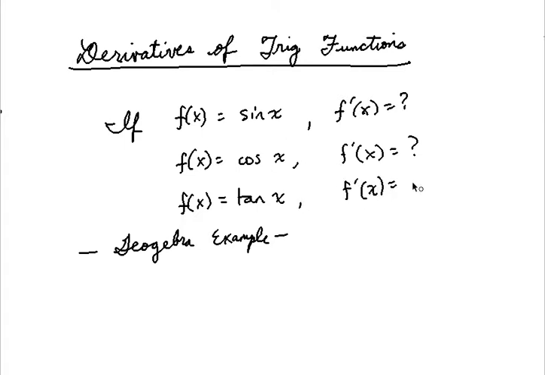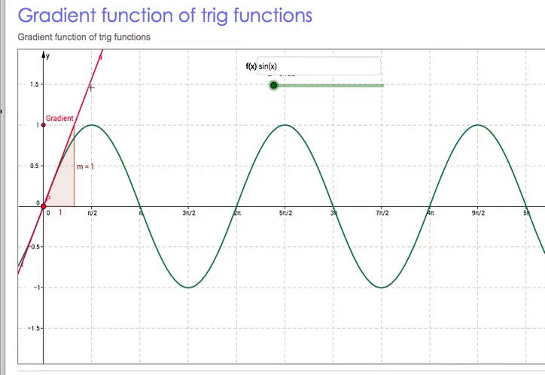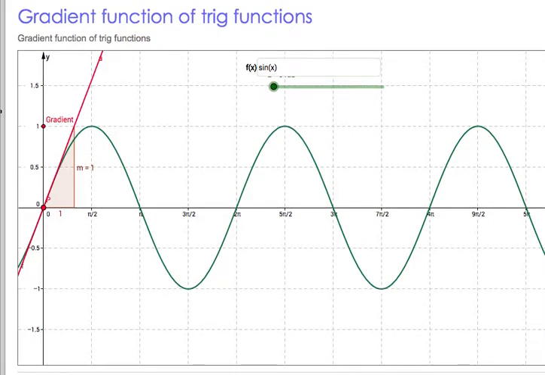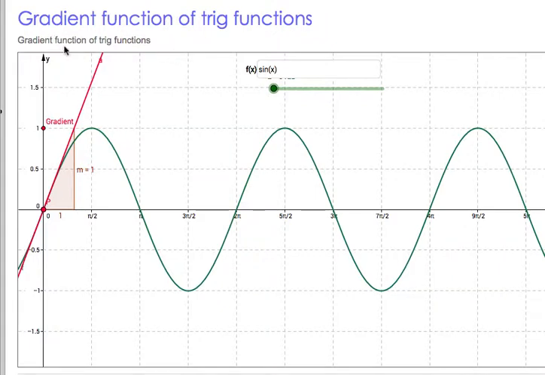I'll show you using GeoGebra. You're welcome to look up the lots of great activities on the internet about visualizing what's happening when we take the derivatives of these functions. So let's go on to a GeoGebra example here.